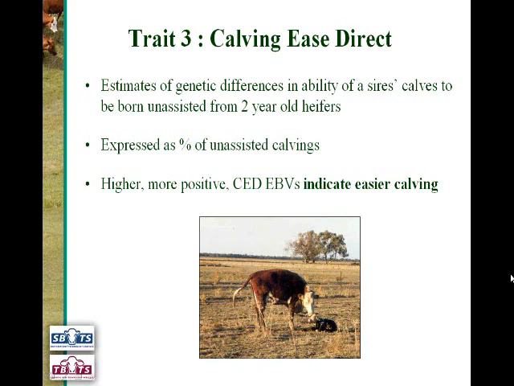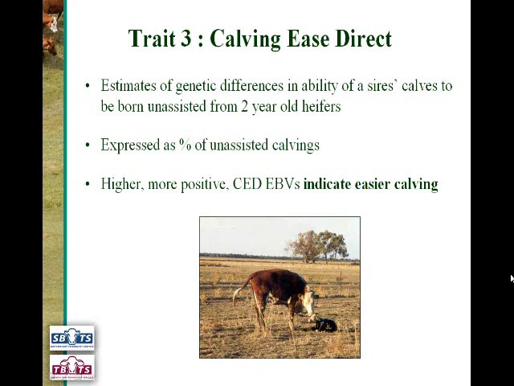So this is basically if we join a bull to 2-year-old heifers, what difference in the level of unassisted calvings would we expect? And the EBV is expressed in percentage units. So animals with higher calving ease EBVs, we would expect a higher percentage of unassisted calvings if we join them to 2-year-old heifers. So conversely to the birth weight and the gestation length EBV, higher EBVs would indicate more ease of calving.